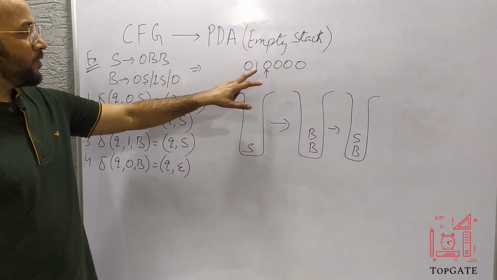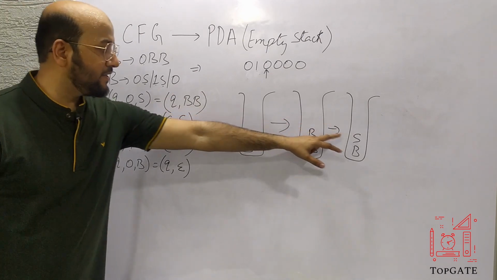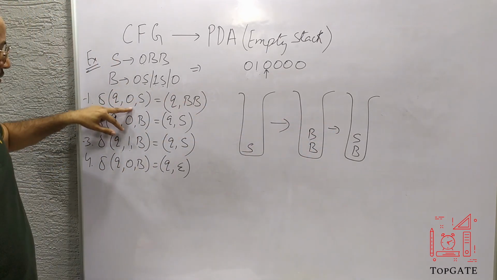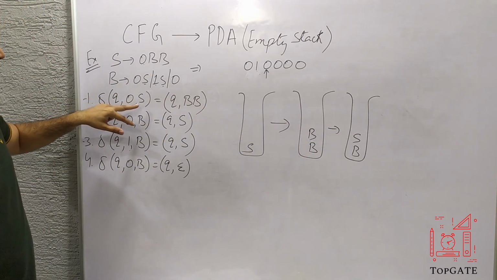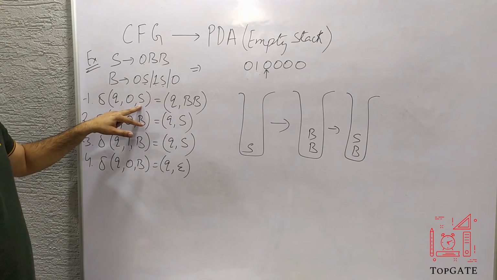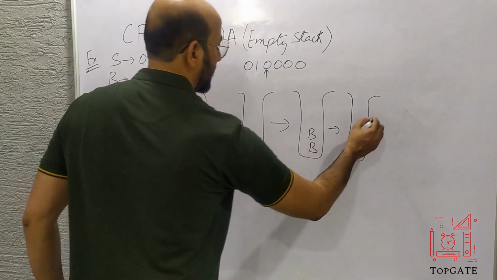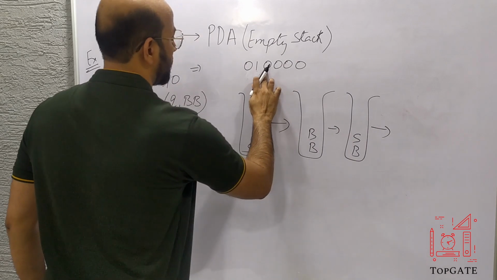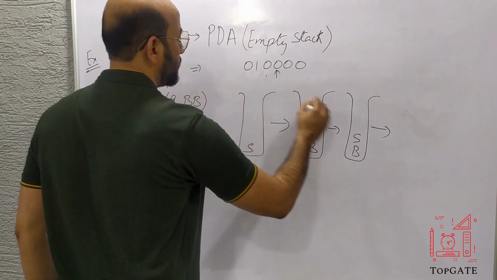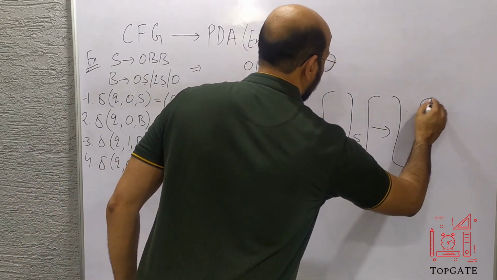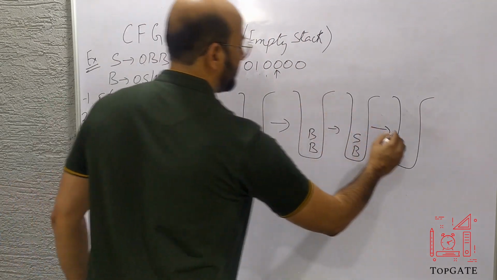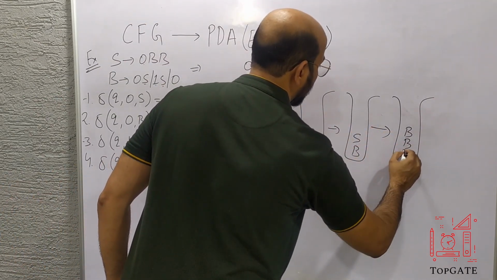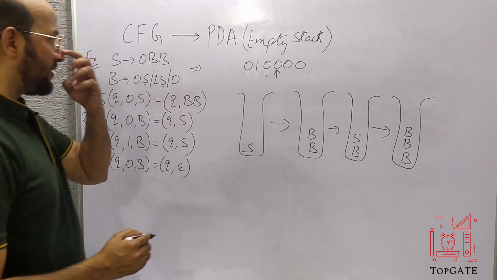Now the elementary process is 0, the top stack element is s. So we'll use this rule, that is we have to push bb in place of this s. Next one, this will be processed, it will move on to the next 0, and in place of this s, bb will be pushed. So b, b, and b. Currently we now have 3 b's.